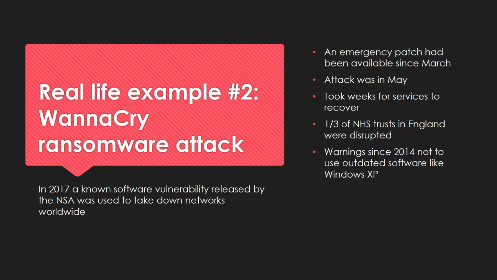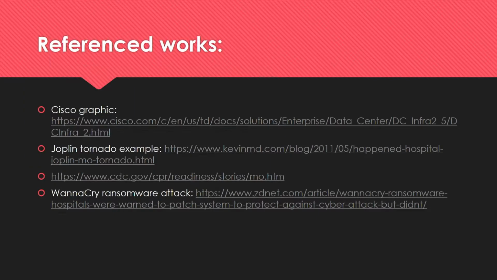In addition, there have been warnings since 2014 from the Department of Health in the UK not to use outdated software, like Windows XP. According to our sources, Windows XP remained a popular operating system on NHS computers. In total, 595 English GP practices were affected, and 81 of the 236 NHS trusts had some disruption. While none paid the ransom, hospital operations were disrupted, and many organizations had to revert to pen and paper temporarily. This is an extremely avoidable event and illustrates the necessity of having a risk management plan, as well as regular IT maintenance.